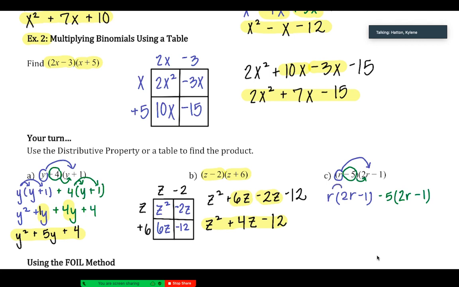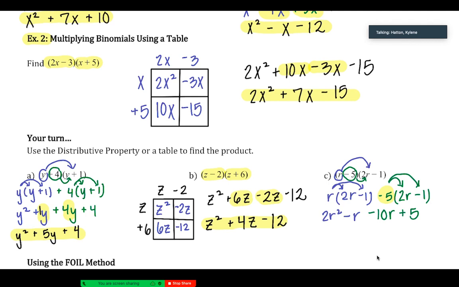So r times 2r becomes 2r squared. And then r times negative 1 is just negative 1r or negative r. Remember, we don't have to write the 1. And then when I distribute the negative 5, I have to distribute the negative with the 5 both times. So negative 5 times 2r is negative 5 times 2, so negative 10r. And then negative 5 times negative 1 is positive 5. So negative times negative turns into a positive.